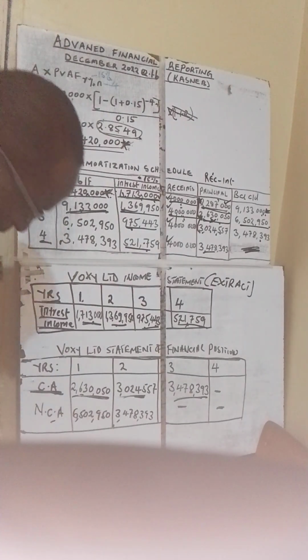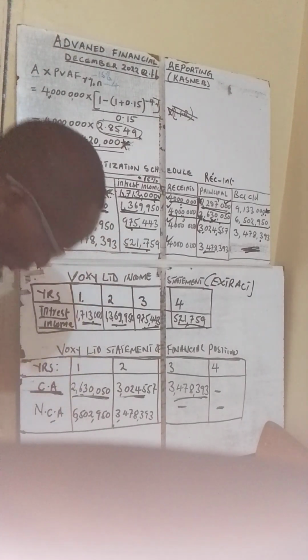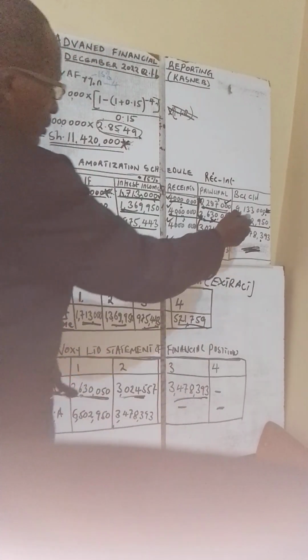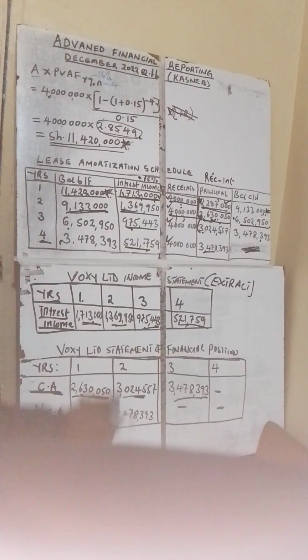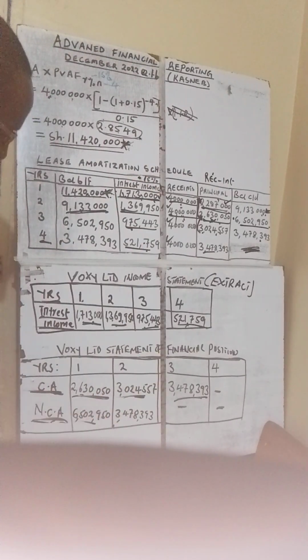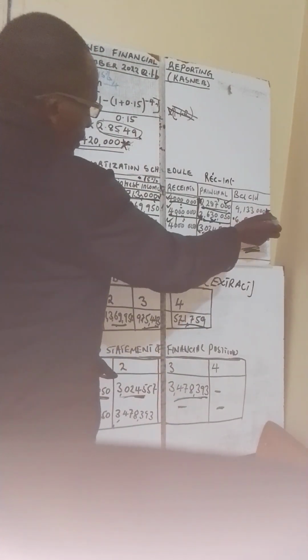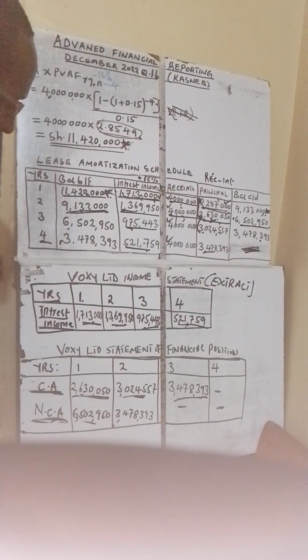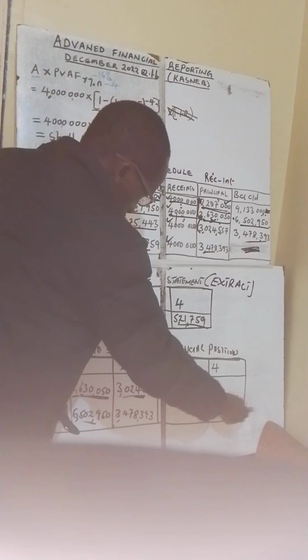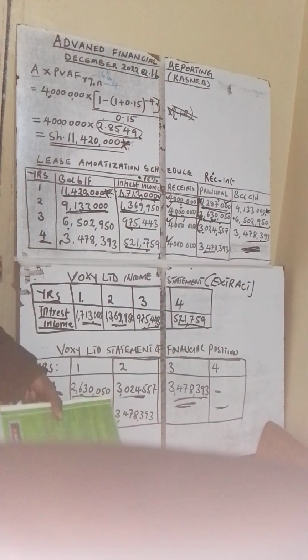And then non-current assets comprises of balance carried down for the next year. So you just take what? 6,502,000. This one. The balance carried down for the next year. If you want to show the non-current assets, take the balance carried down for the next year. So for year 1, 6,502,950, and for year 2, 3,478,393. This one. The other one, no non-current and no non-current.